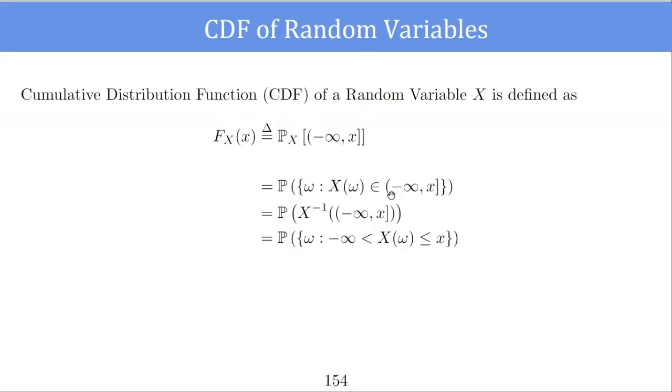And what does X(omega) belonging to this set mean? It means X(omega) is less than or equal to x and more than minus infinity. So this is the probability of the set of all omegas such that X(omega) is between minus infinity and x. Sometimes people, in short, remove this omega. They just say the probability that capital X is less than or equal to small x, which is a short notation that actually means the probability of the set consisting of all omegas such that X(omega) is between minus infinity and x.